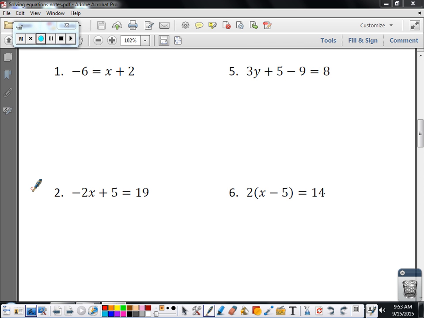The 5 and the 9, and they're on the same side. So I'm not going to do anything with the 3y first. I'm not working with that. So I'm just going to bring down the 3y. 5 and negative 9 are like terms, and they're on the same side of the equation. So the first thing that I do is I combine them.